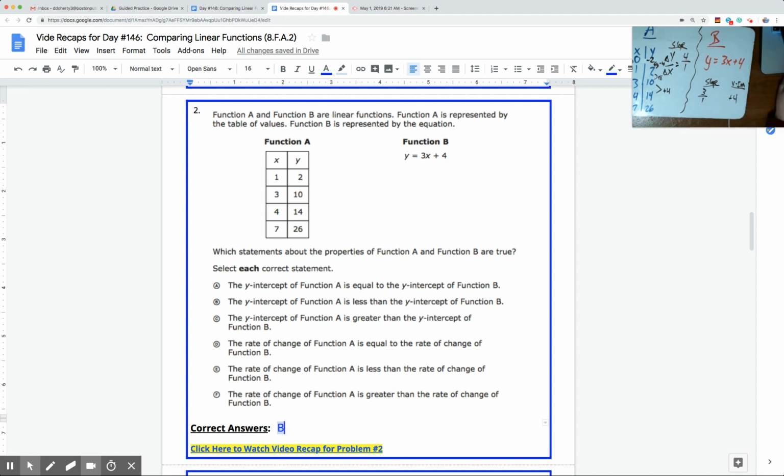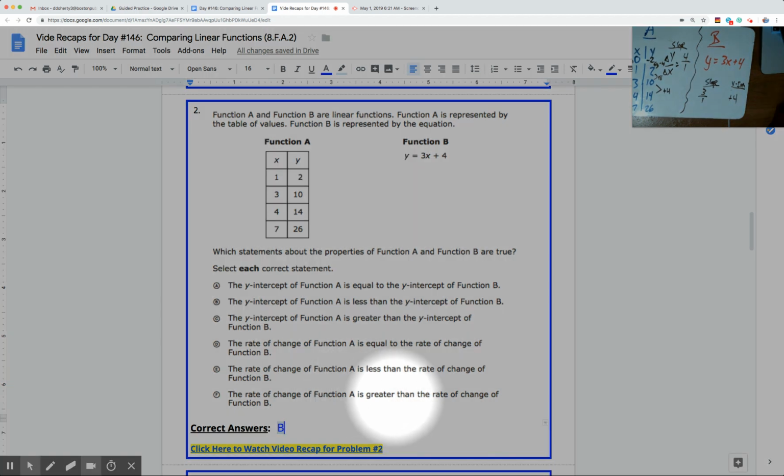And then the other answer choice that I need is going to have to show me that the slope, or the rate of change for function a, which is 4 over 1, is greater than the slope over here, which is 3 over 1. So I find the one answer choice f, the rate of change for function a, is greater. 4 over 1 is greater than the rate of change over here for function b. So that's how I see that f is my second correct answer here.